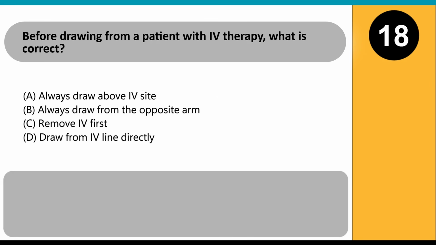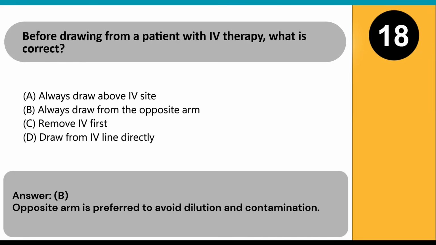Always draw above foresight. B. Always draw from the opposite arm. C. Remove 4 first. D. Draw from 4 line directly. Answer B. Opposite arm is preferred to avoid dilution and contamination.